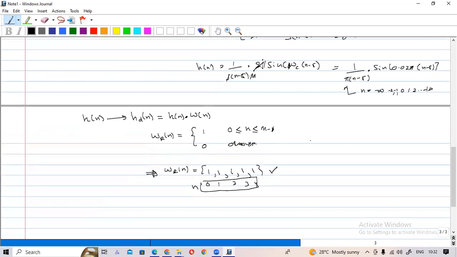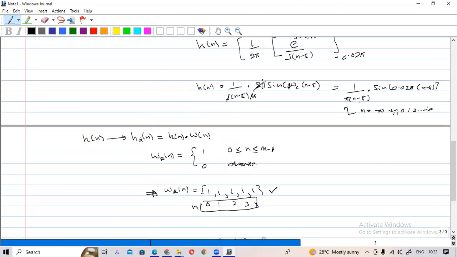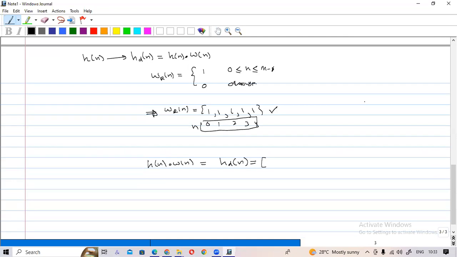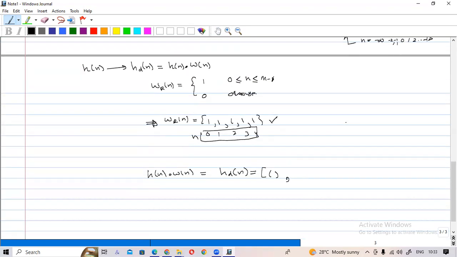Now what we have to do: we have this response Hn, and we have to multiply it by Wn. Then you can obtain the desired impulse response. So now you can apply n is 0 here. When n is 0, that is sine 0 over 0 minus 5, again minus 5. So you can calculate that value using a calculator. Then n is equal to 1, again you can apply n equals 1 here, and then you can calculate the second sample also.